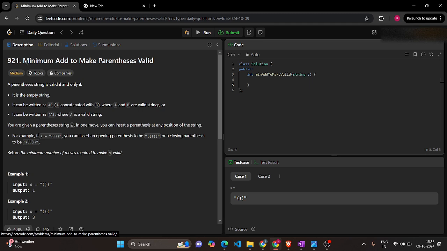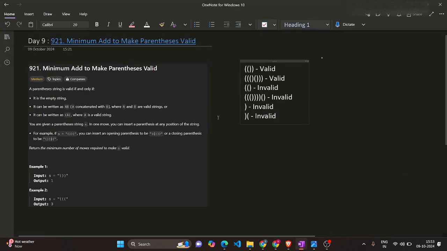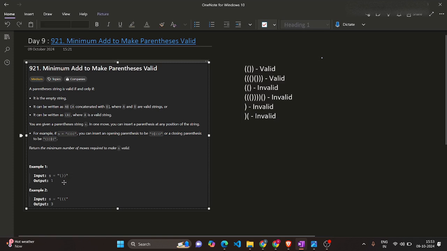So we are going to solve this LeetCode daily challenge problem. Yeah, let's get started. So over here, as input, we are given one string which consists of open and closing parentheses, and we need to make this somehow valid if the given string is invalid.